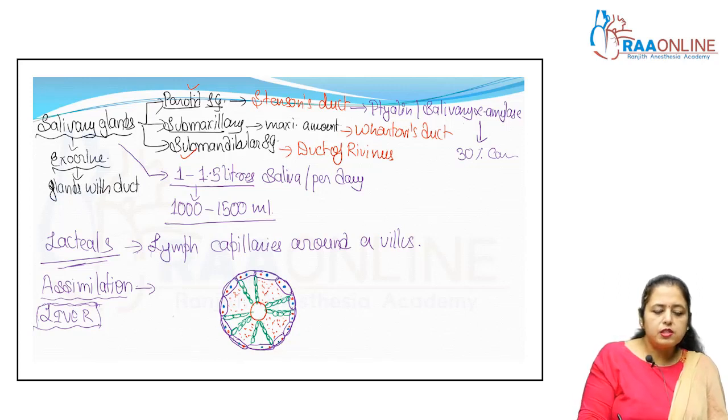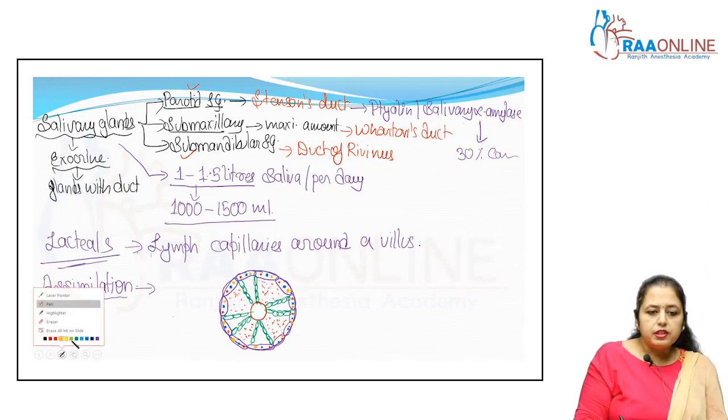What is that portal system? When some organ pours its deoxygenated blood through another organ's vein, right? This kind of system is called the portal system, right? This is called the portal system.